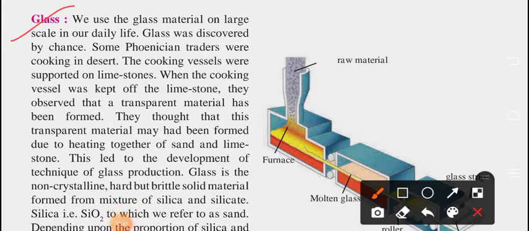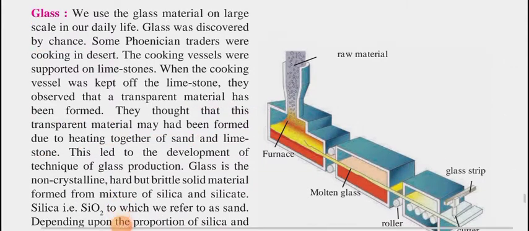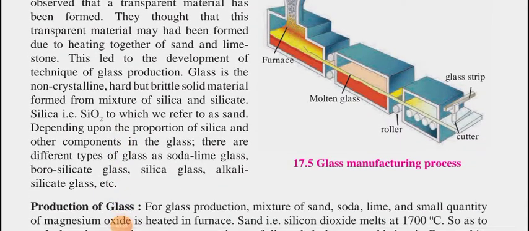We use glass material on a large scale in our daily life. Glass was discovered by chance. Some Phoenician traders were cooking in a desert. The cooking vessels were supported on limestones. When the cooking vessels were taken off the limestone, they observed that a transparent material had formed. They thought that this transparent material may have been formed due to the heating together of sand and limestone. This led to the development of the technique of glass production.